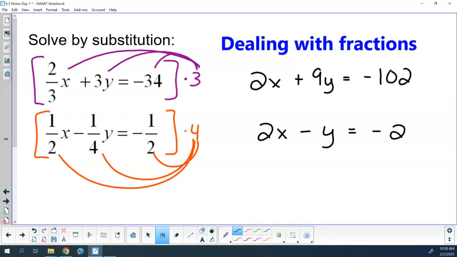Same system. Yes? Same system. Okay? Just written without a fraction. Solve it using substitution.